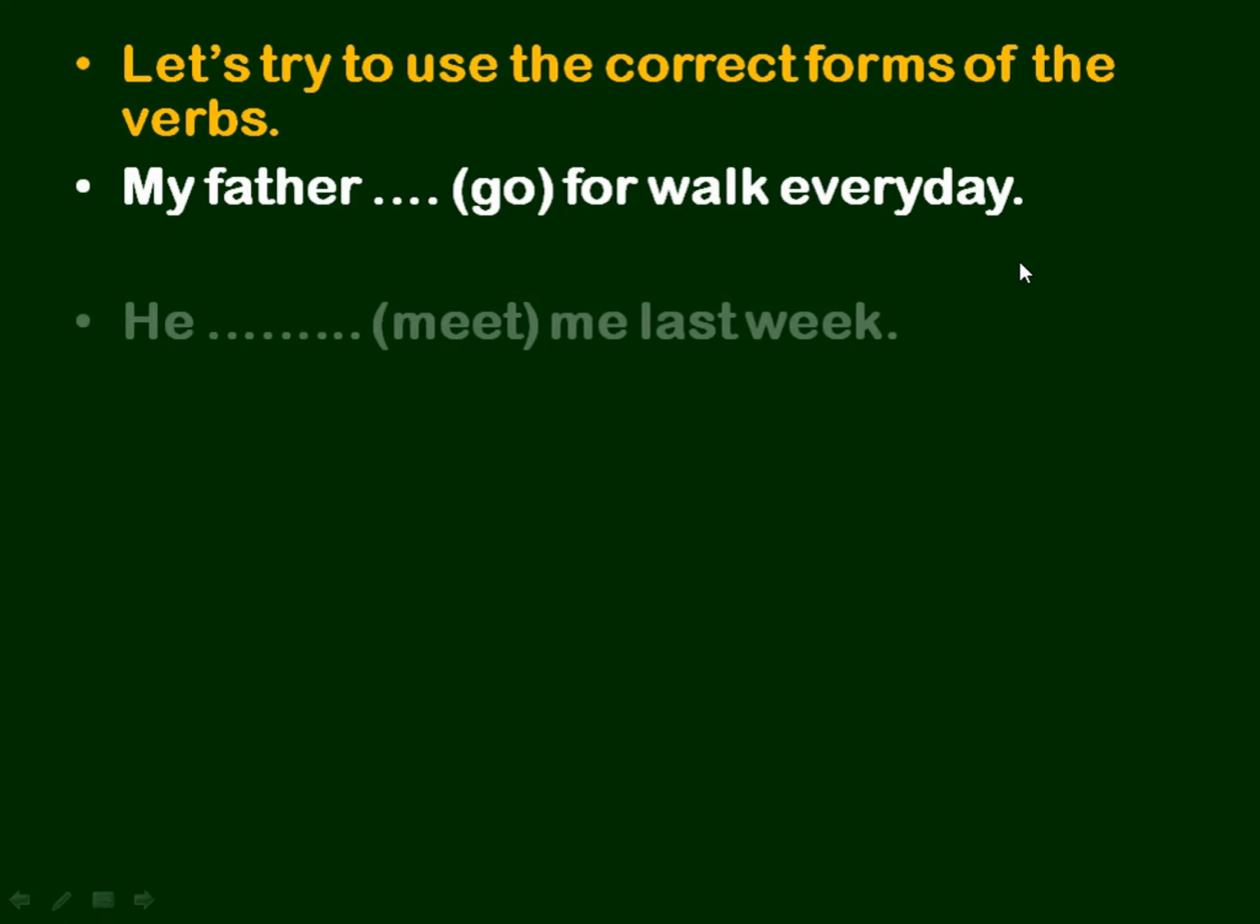Let us understand one more example. He dash meet me last week. Here we read the line and we found the verb, main verb meet here, then the time related word here, last week. So simple past we can use here. He met. Last week means past form. This is saying about the past action. So he met me last week. Meet, met. So met we can use here.